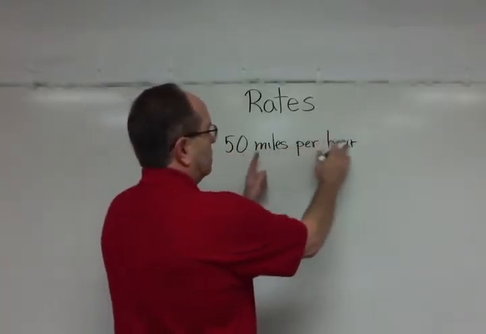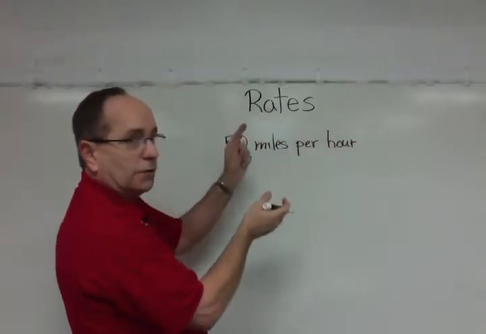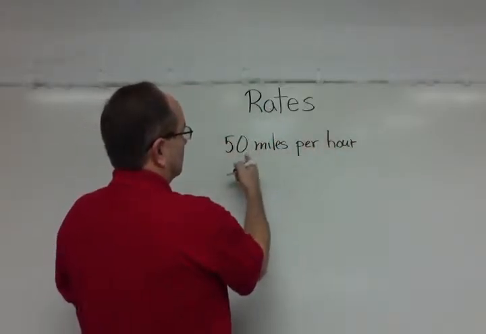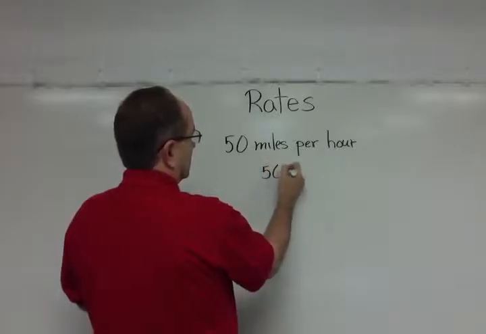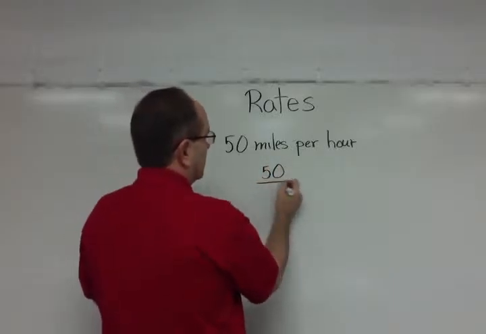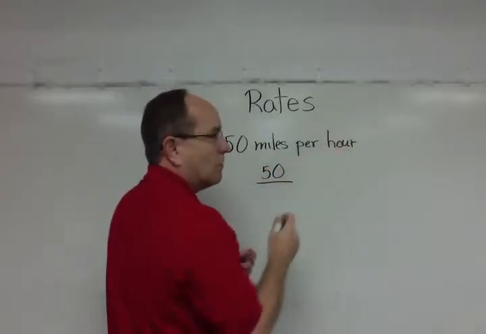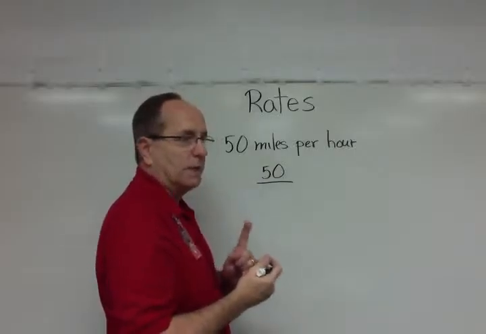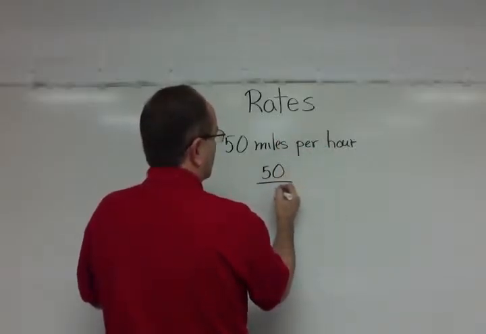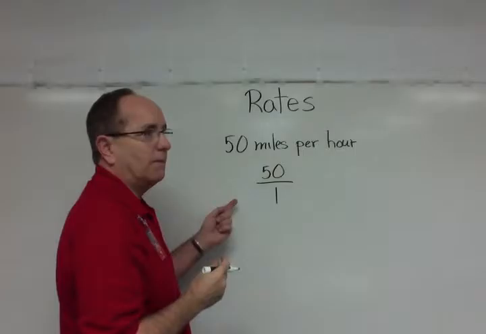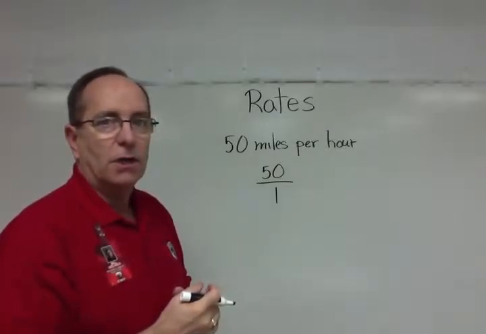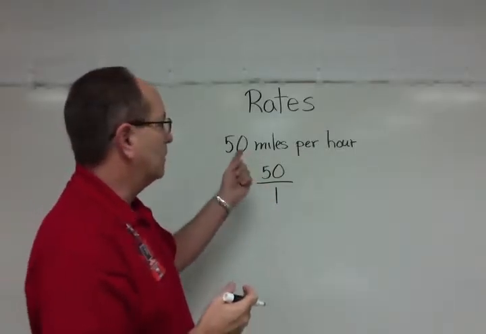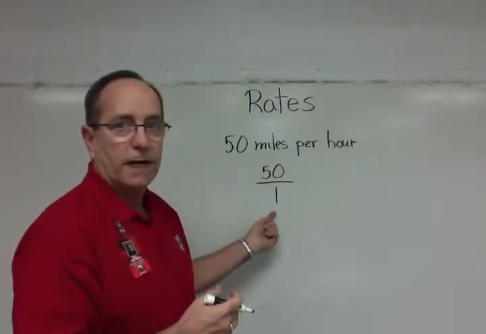Think of everything you have here and just turn it into a numerator and denominator. So the 50 can go as my numerator. And what does per hour mean? It means 1. So 1 hour would go here. So there's my fraction that I would talk about as a rate, from the rate to a fraction.